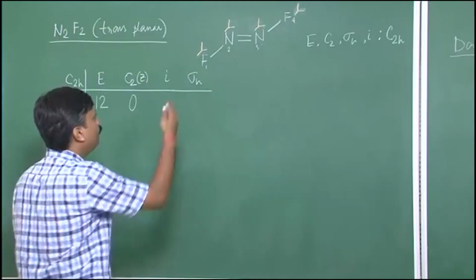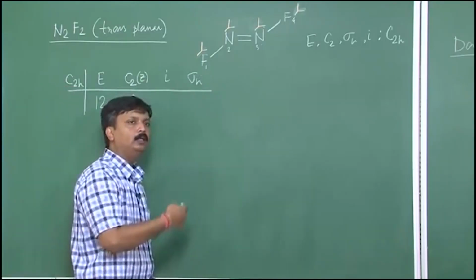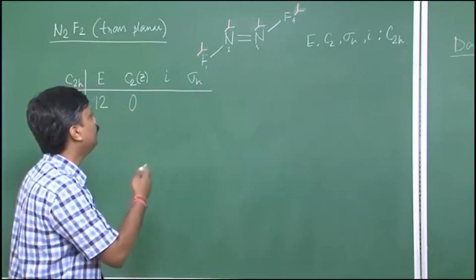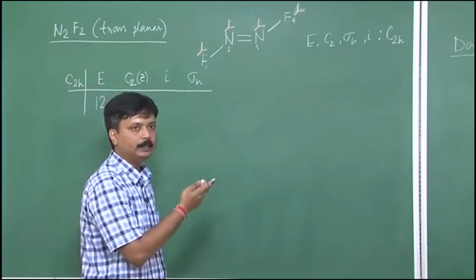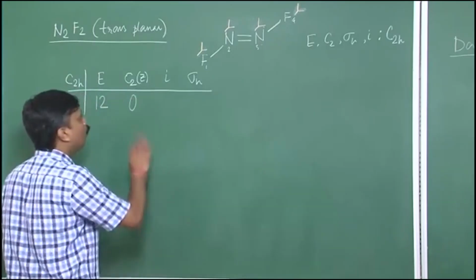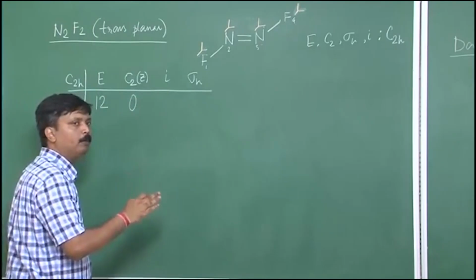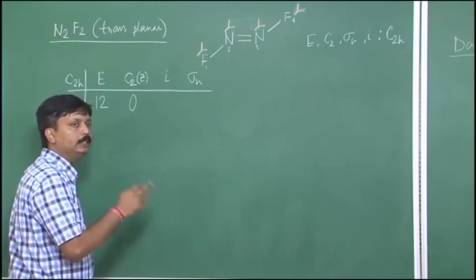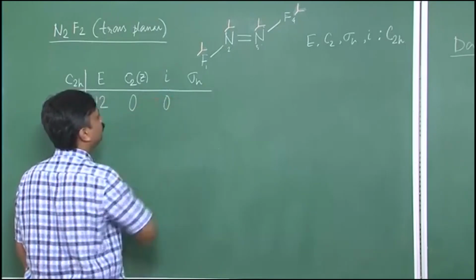Now if you know about the C2, then I does pretty much the same thing. It will interchange all the atoms, like 1 and 4 will interchange their places, 2 and 3 will interchange their places. Therefore the overall contribution coming from any unshifted atom in this molecule by the operation I is 0. So the character is 0.